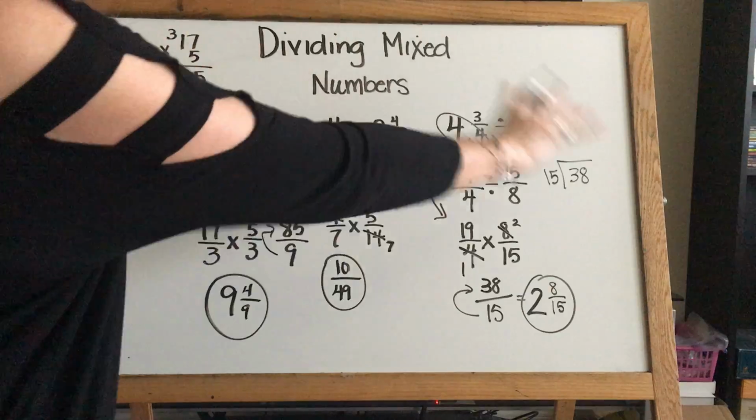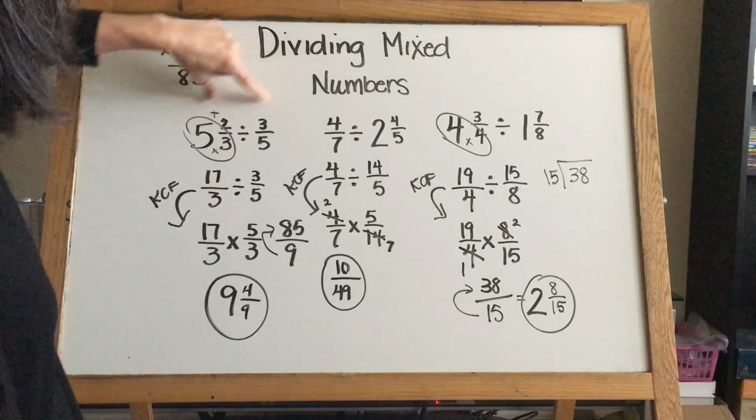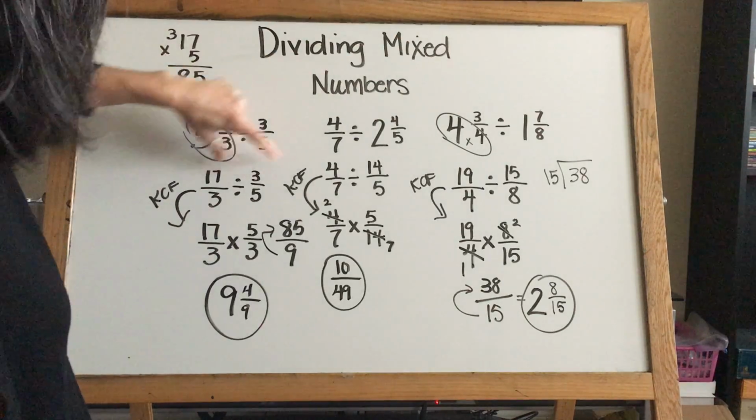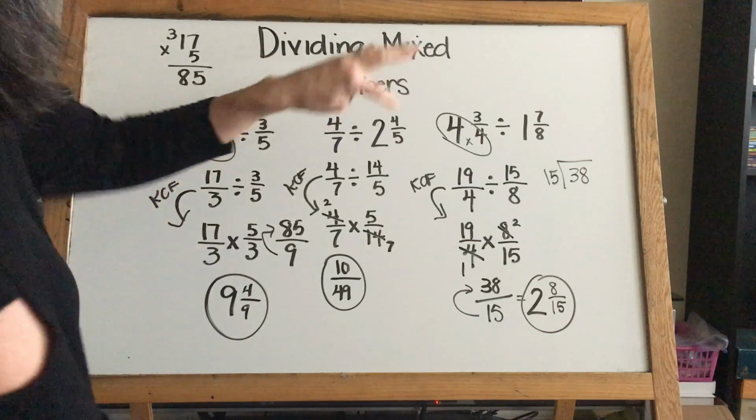So again, the main thing you have to remember, guys, is when you're dividing mixed numbers, you have to turn everything into an improper fraction first. So keep your division sign in your first step, and then you're going to KCF.